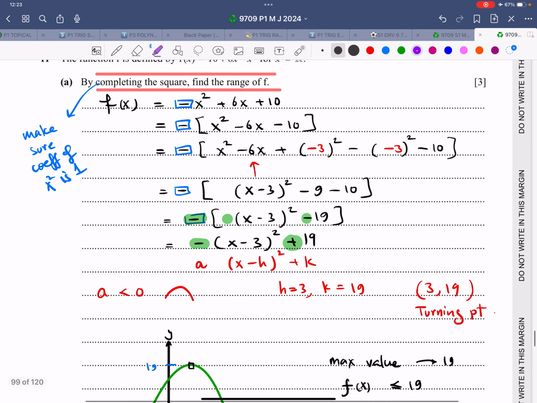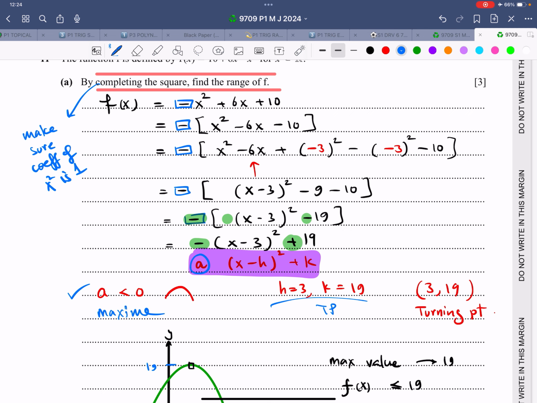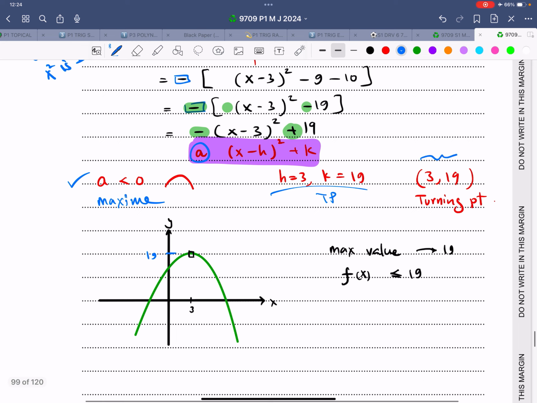And this is the gold standard. That is the comparison thing. Do not compare with anything the examiner gives you. Compare it with this thing. This h and k, that's the coordinate of the turning point. A tells you the shape of the graph. If A is negative, it's an upside down graph. It's a graph with a maximum. That is the turning point.